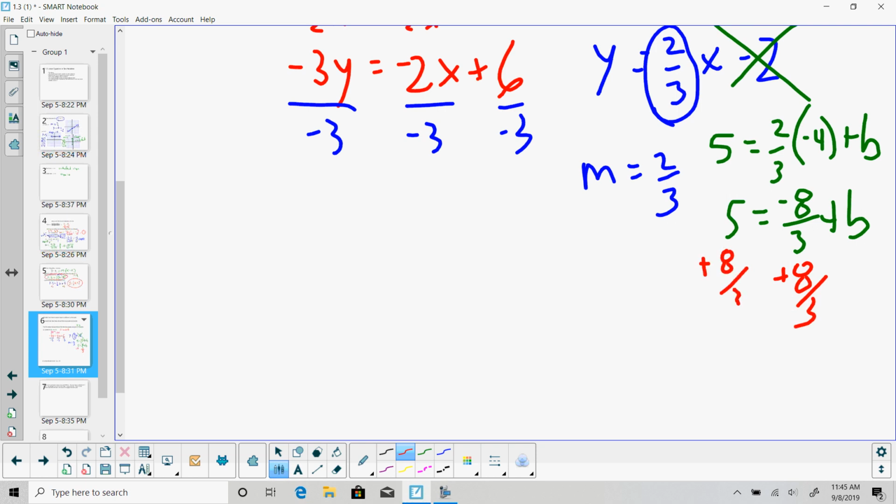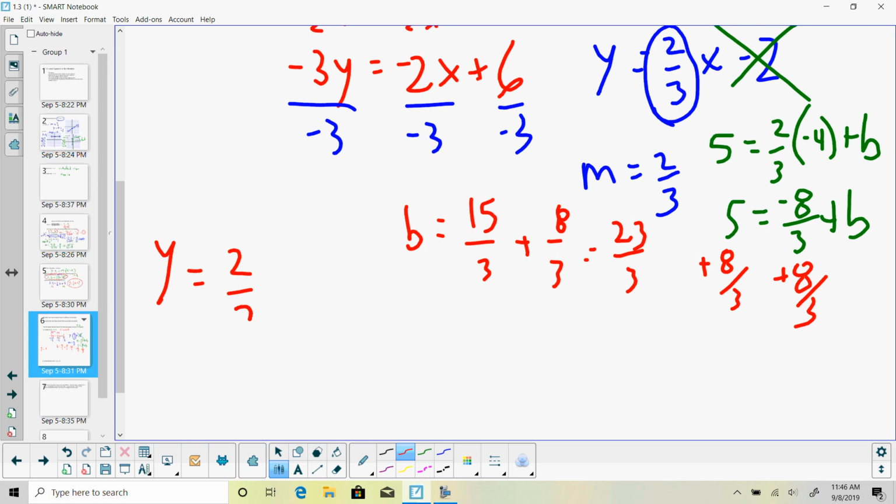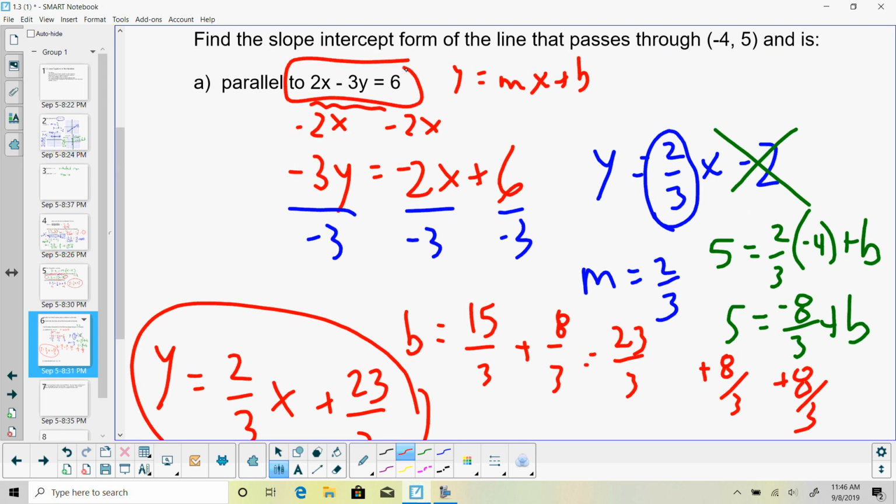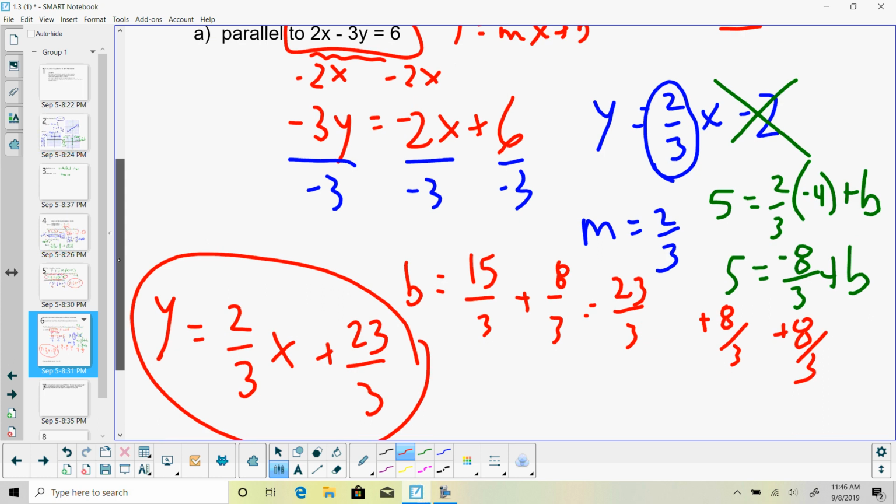So if I add 8/3, I'm getting b is equal to 5, which is the same as 15/3. That's my 5, plus 8/3, and that looks like 23/3, I believe. And so if that is the case, then my final answer for this equation is going to be y equals 2/3 x plus 23/3. All right, that's the equation of a line that's parallel to this line, but is passing through -4, 5.